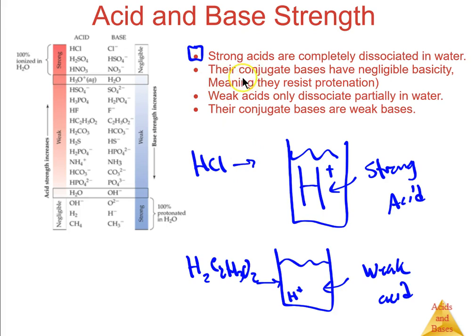All right. Now, here's another way to look at them, and this is important for chapter 17, like super important. The strong acid also is defined that their conjugate bases have negligible basicity, meaning they resist protonation. And I'll tell you what that means. I see some people writing, so I'll tell you what that means in a second.